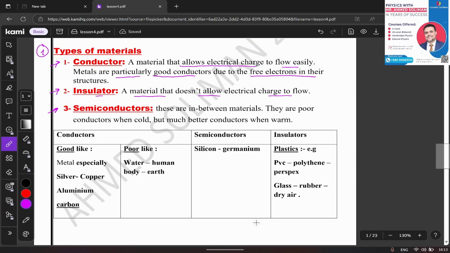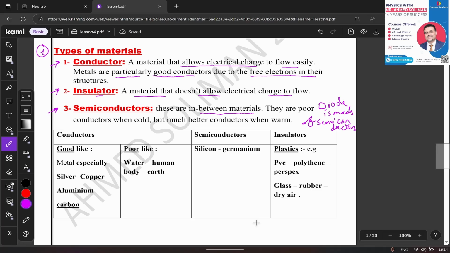Ahmed, what about semiconductors? These are in-between materials. They are poor conductors when cold, but much better conductors when warm. So semiconductors can be conductors or insulators. It depends on factors like temperature and light. For example, we take the diode. A diode is made of semiconductors. So we can write: diode is made of semiconductors.